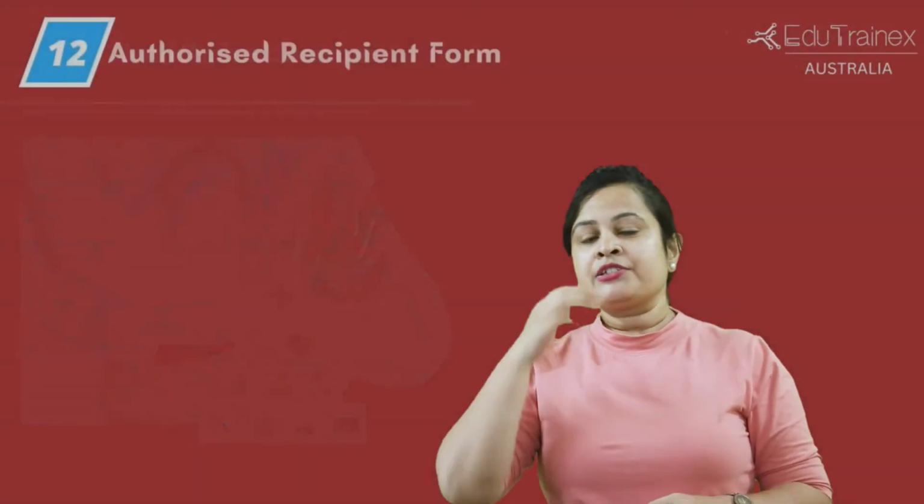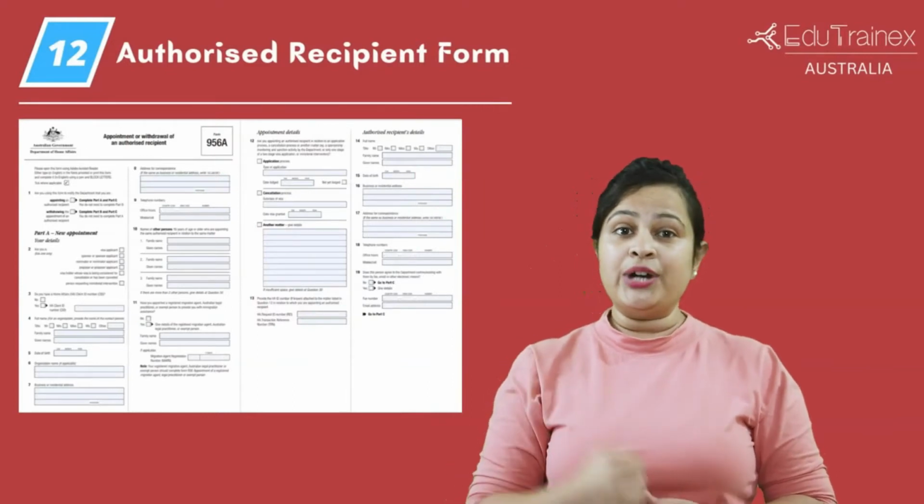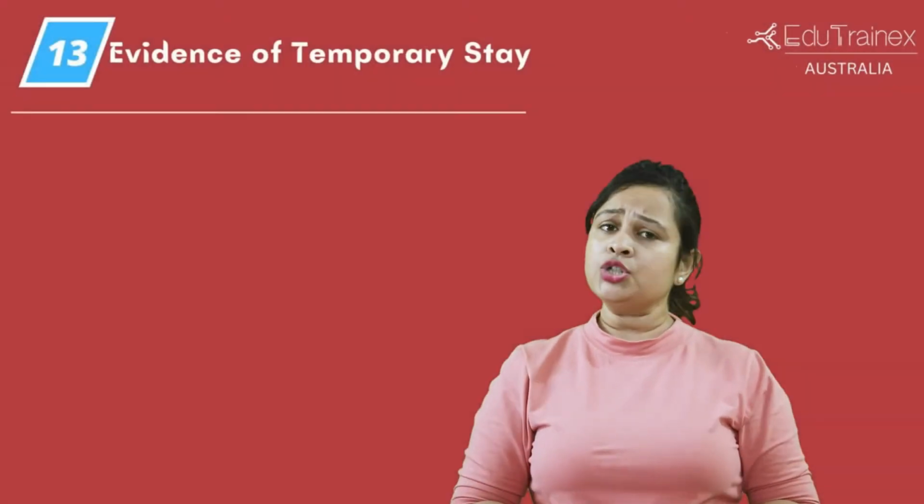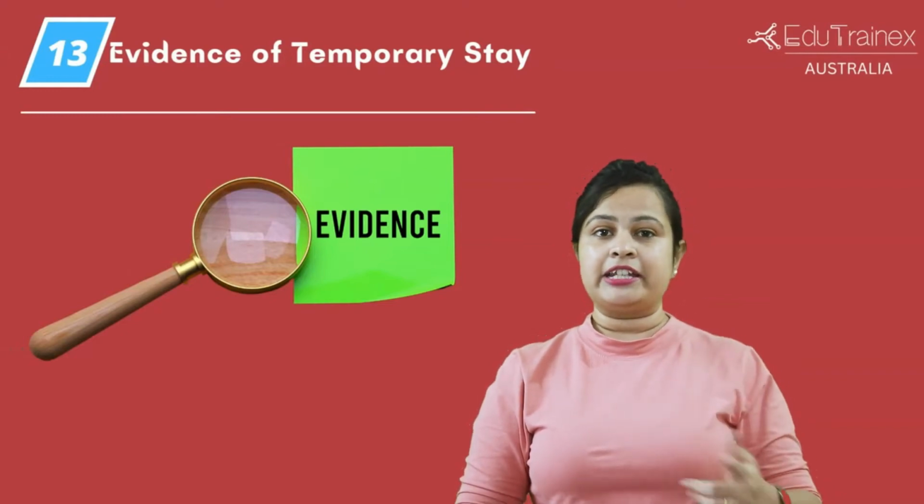In case you appoint someone to help you with your visa application, then you have to fill in this form and submit it with that. You have to provide evidence that you can meet the temporary stay condition as stated by your visa type.